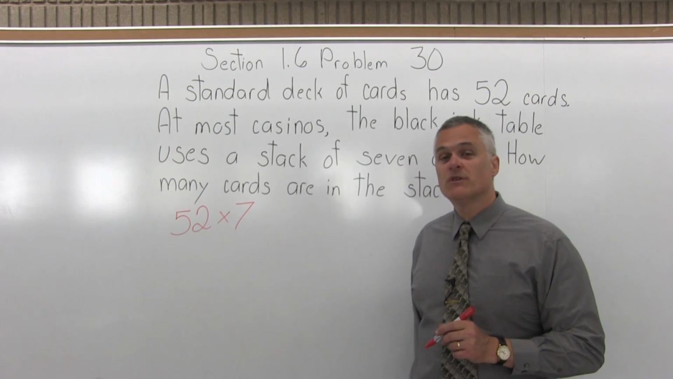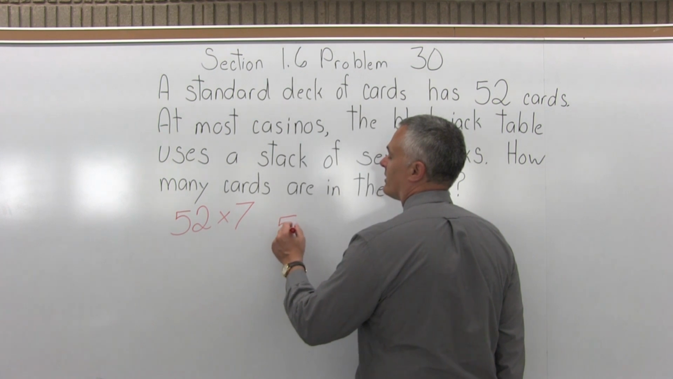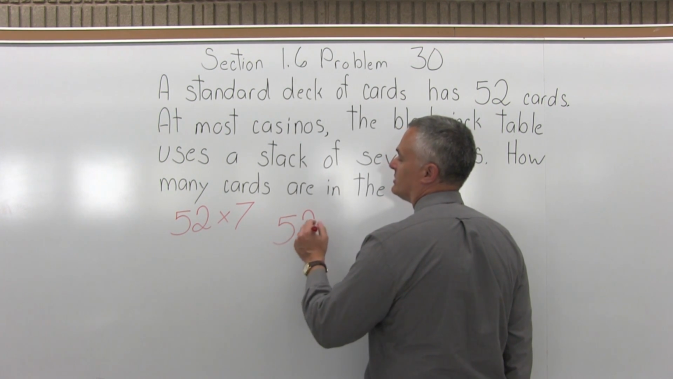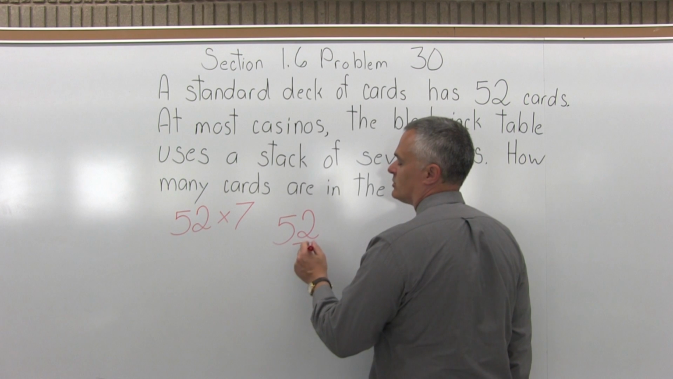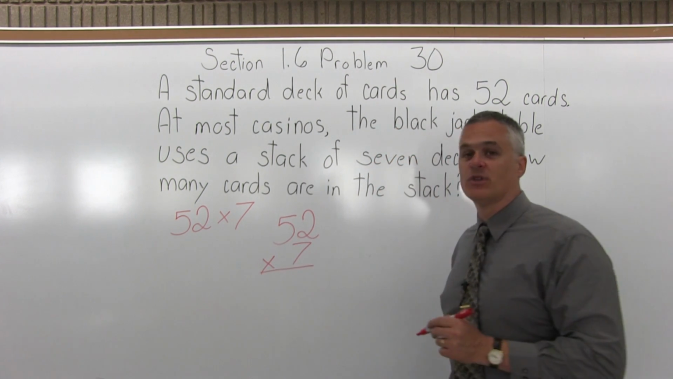Now this is a little bit too big for me to multiply in its horizontal format, so I'll write it vertically, and I feel that makes it a little bit easier, unless you have a calculator or you're super good at multiplying. So I'll write 52 on the top, then times 7 underneath.